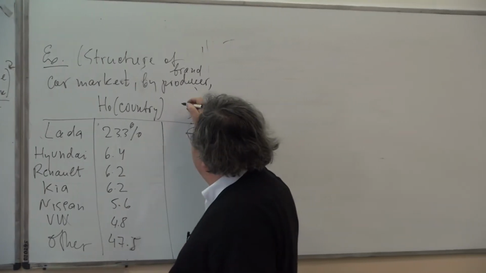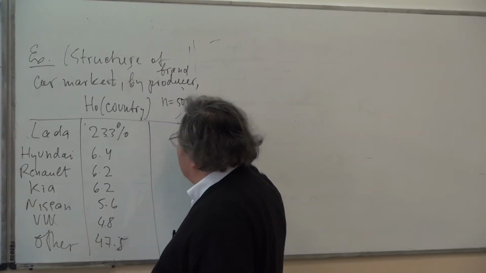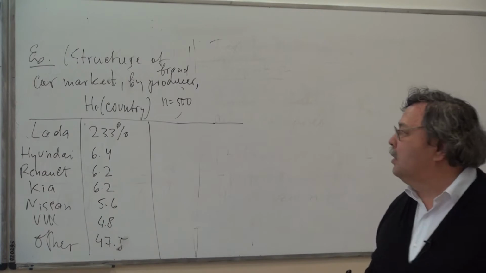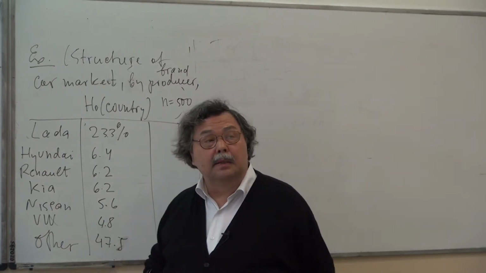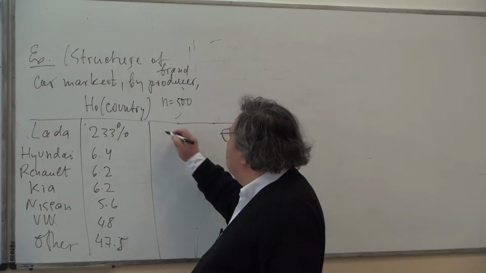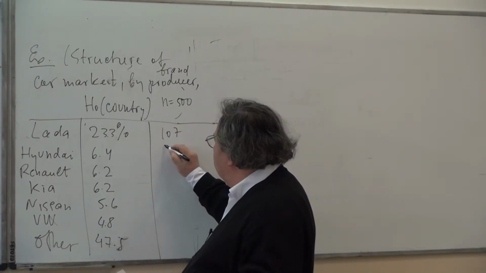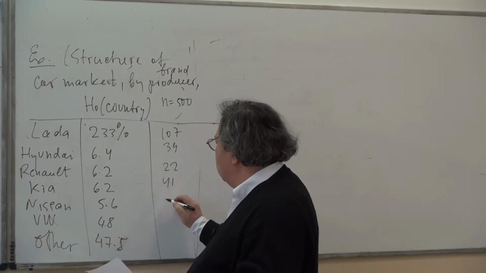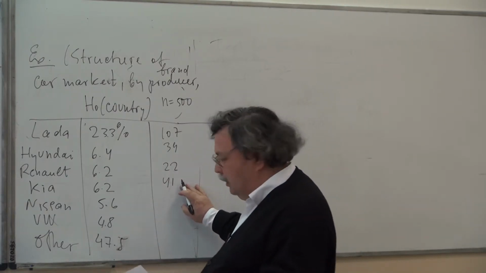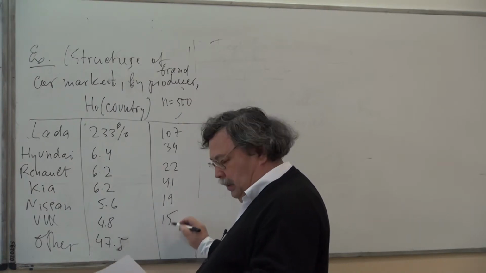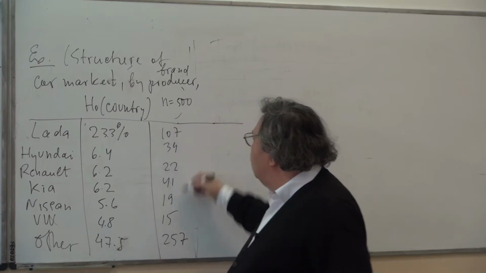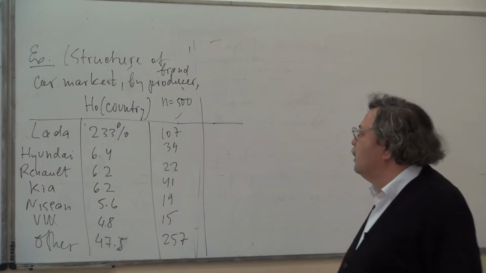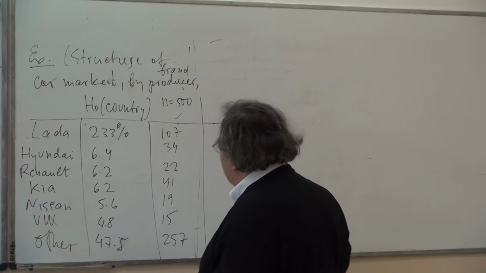We take a sample. N equals 500; suppose we interview 500 car owners in this region and find out the brand of the car that they use. And the counts are these: 107, 39, 22, and then it's 41. For some reason, Kia was very popular in this region. 19, 15, and 257. And you can check that these numbers sum up to 500. So this was the sample. The sample size is 500.